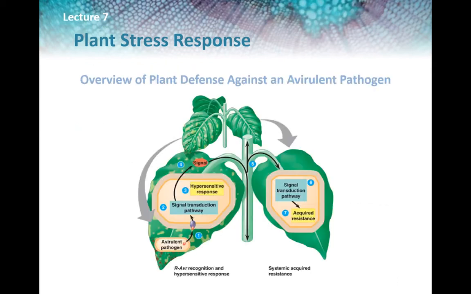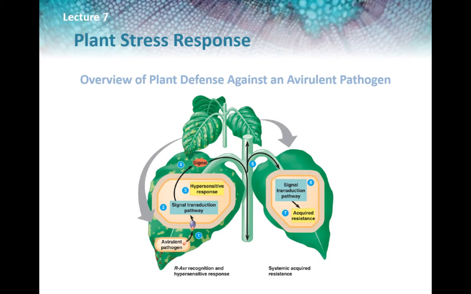Here's an overview of plant defense against an avirulent pathogen. In number 1, we can see a plant protein, a receptor, and a pathogen protein, a ligand, join. This causes a signal transduction pathway to be initiated. The HR response occurs in number 3, where cells seal off pathogens and then undergo apoptosis.